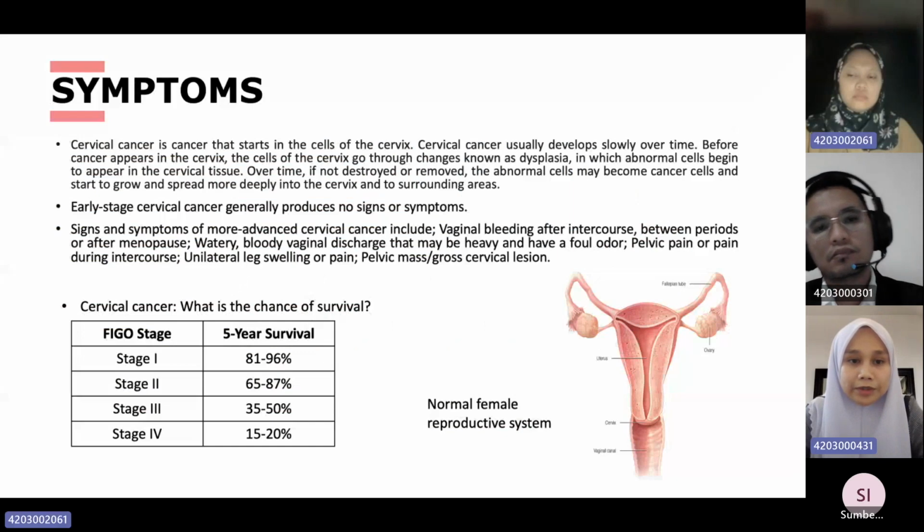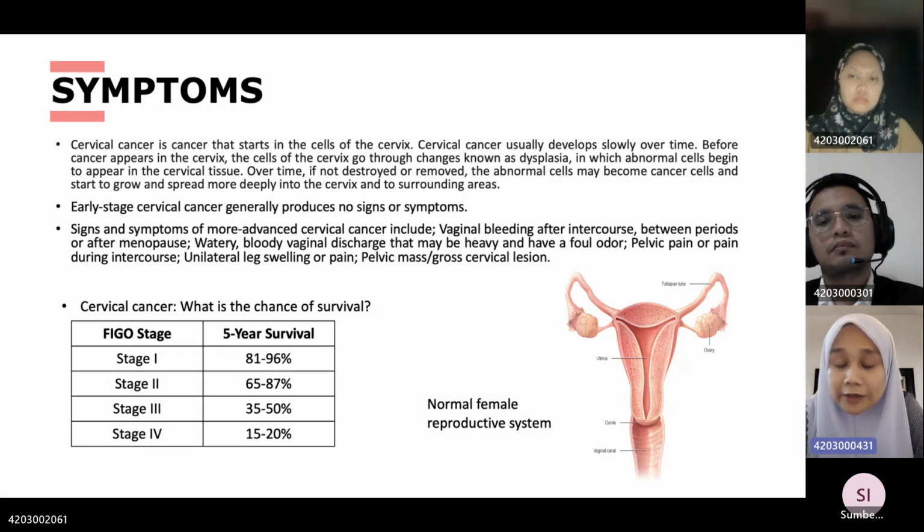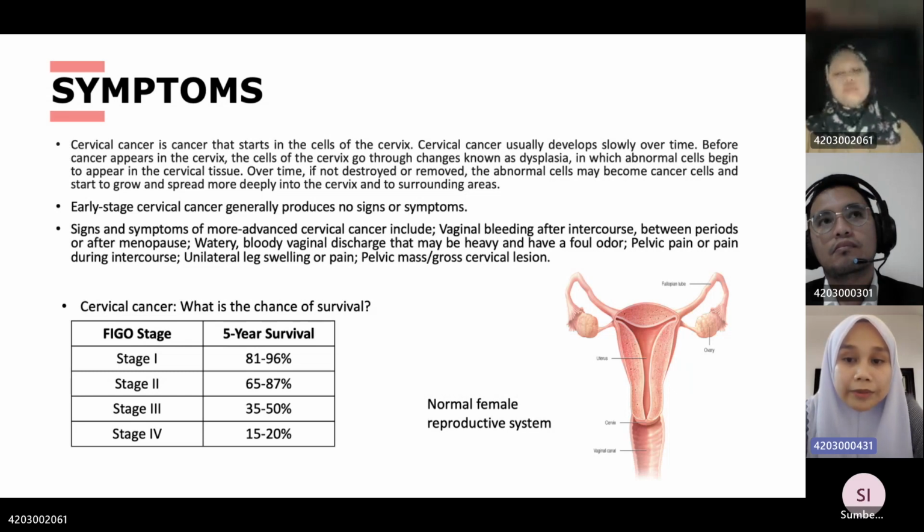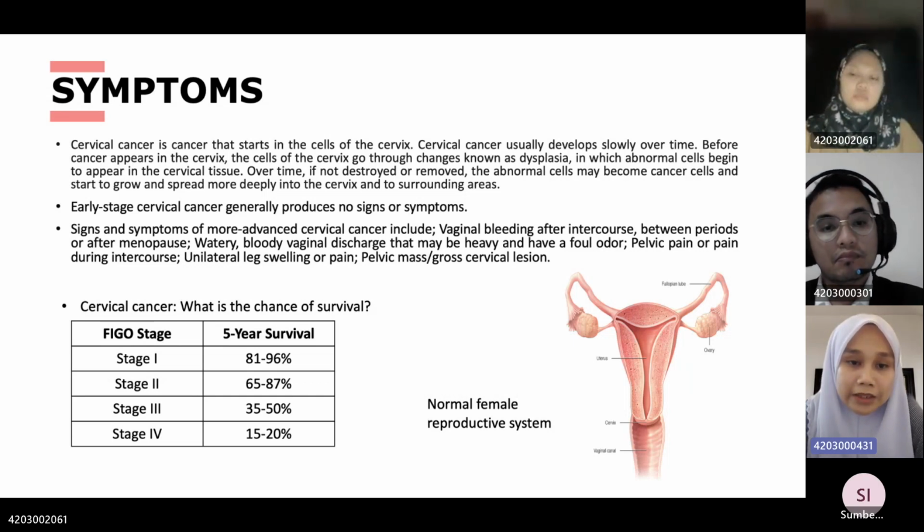We go to symptoms. Cervical cancer is cancer that starts in the cells of the cervix. Cervical cancer usually develops slowly over time. Before the cancer appears in the cervix, the cells of the cervix go through changes known as dysplasia, in which abnormal cells begin to appear in the cervical tissue. Over time, if not destroyed or removed, the abnormal cells may become cancer cells and start to grow and spread more deeply into the cervix and surrounding area.